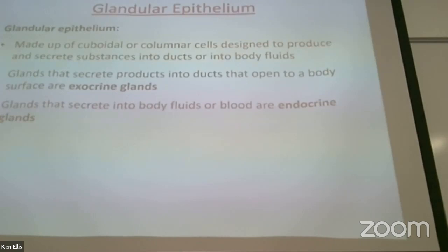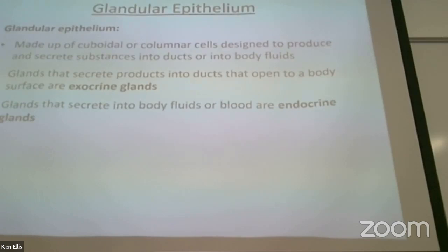Glands that secrete products into ducts, that's tubes, that open into a body surface are exocrine glands. To a body surface, you have ceruminous glands in your ear. They secrete a waxy substance called cerumen. It's to the outside, so it is an exocrine gland. Glands that secrete into body fluids or blood are endocrine glands. Those glands we named a moment ago all fall into that category because all of them secrete inside you. The exocrine ones go outside. So two kinds of glands.